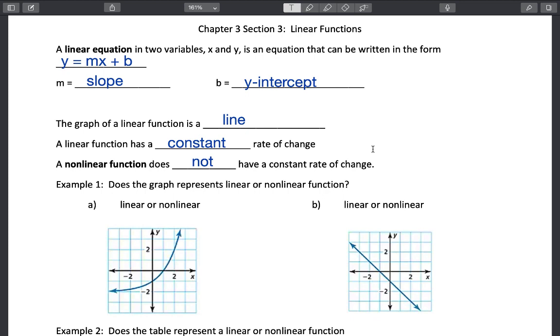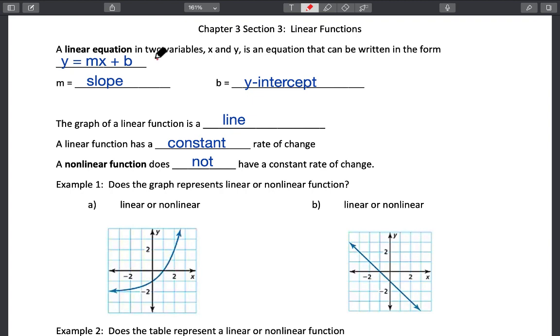Unit 3, Section 3. Today we're going to start talking about linear functions. All right, well, let's jump right in and talk about a few important details of linear functions. First of all, a linear function or linear equation is always in two variables, x and y in this case. And it's an equation that can be written in this form of y equals mx plus b.